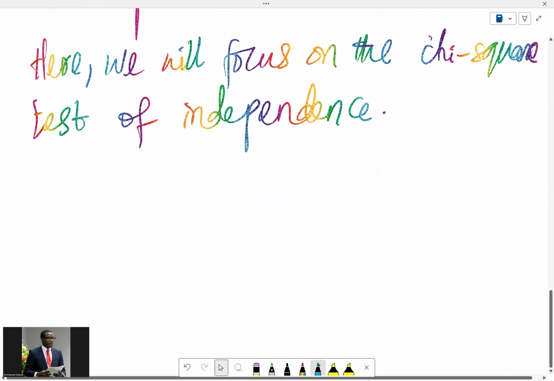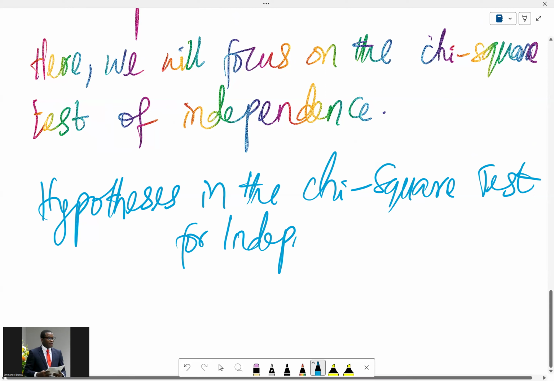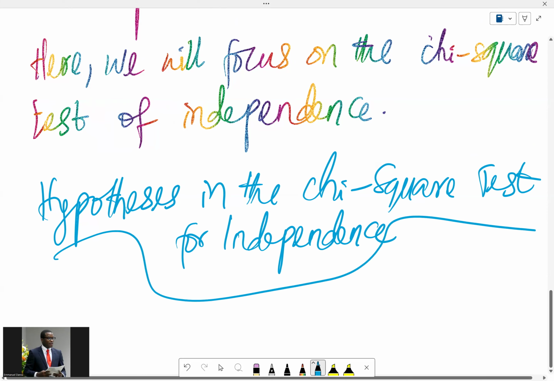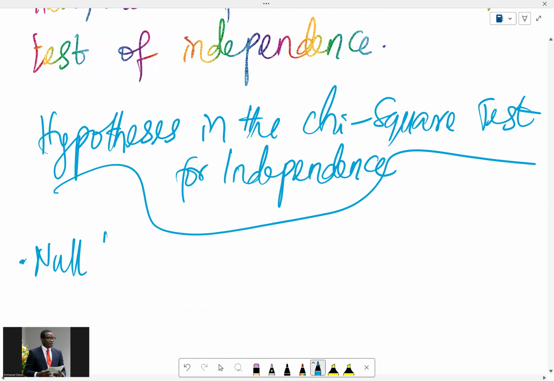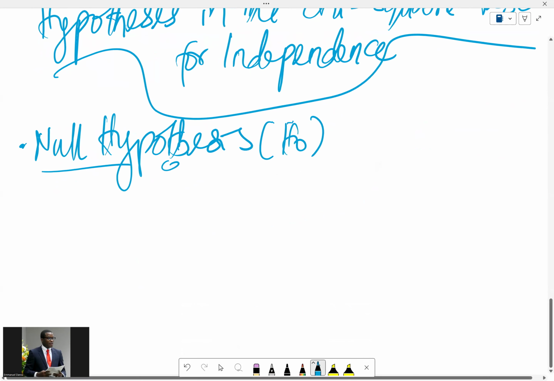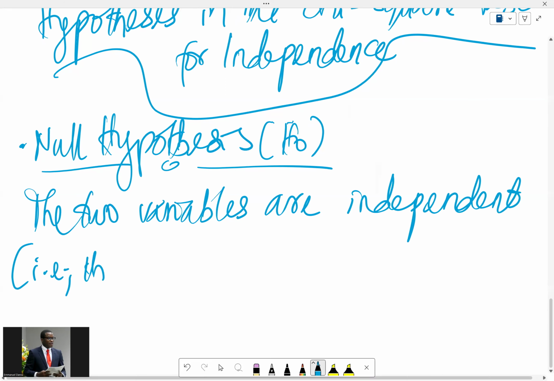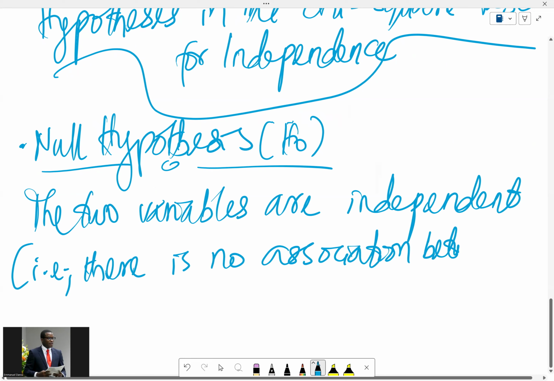So let's talk about the hypothesis in the chi-square tests for independence. So first, the null hypothesis, H naught. Here we just say the two variables are independent. That is, there is no association between them. There's no association between the two variables.